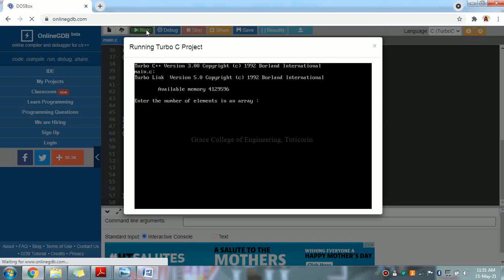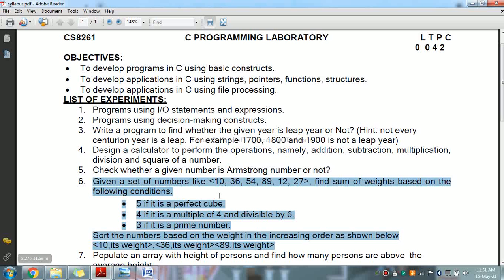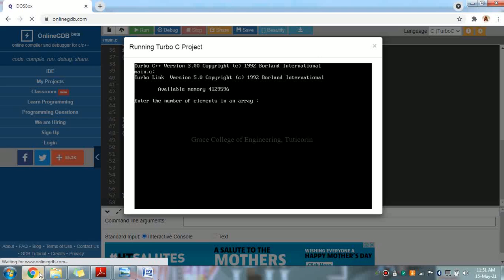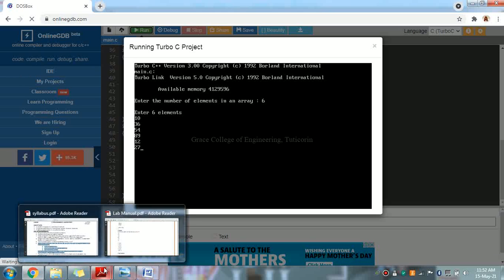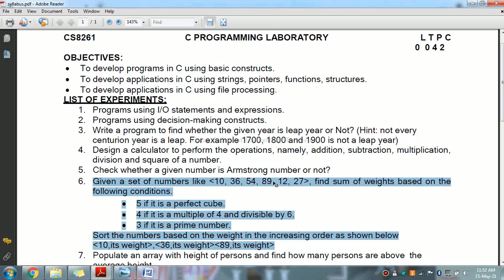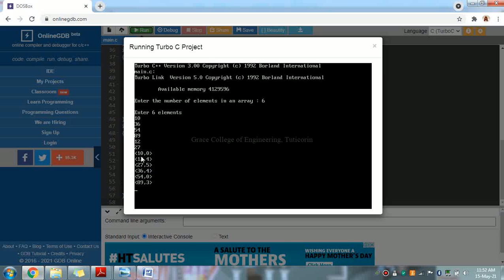Enter the number of elements in the array. As per the syllabus it is 6, so we enter 6, and then enter the 6 elements: 10, 36, 54, 89, 12 and 27. This is the syllabus input. Enter. Now, we have the weights displayed, sorted by weight: 10, 0.